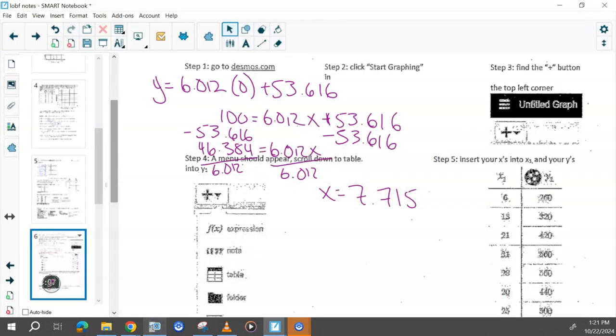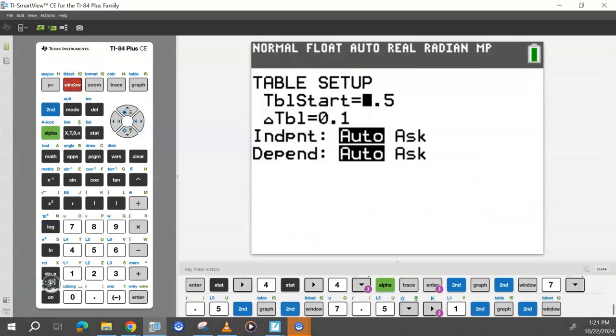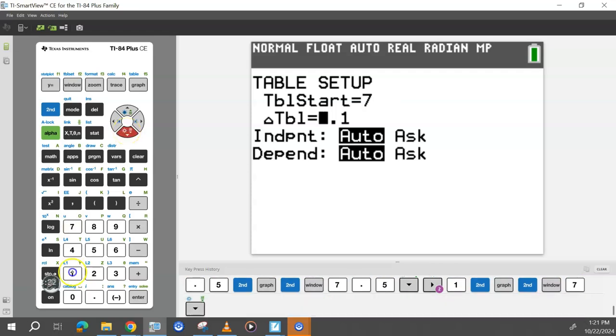So what was the top one again? This one, 7.5 and 0.1. Okay, so that's just to change it. Now I'm going to change it back to just 7 and 1 so that way it doesn't mess up our next table.